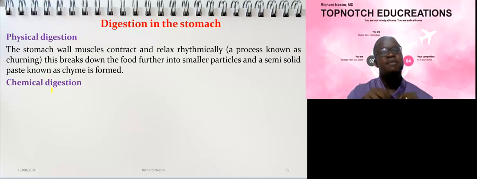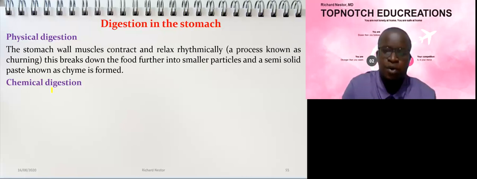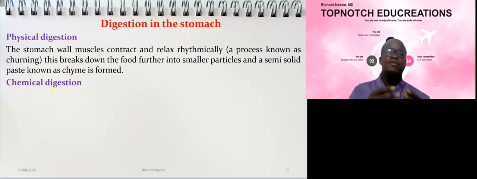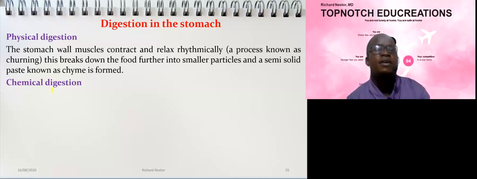So at this particular point in time, candidates, it is essential to note, if a question is asking you to describe digestion in the stomach, a question of describe requires a brief explanation. So as a candidate, don't just say, when food arrives in the stomach, churning takes place. The term churning is summative of the process. So it's important to highlight that the stomach wall muscles will contract and relax rhythmically. And this contributes to further breakdown of the food substances into smaller food particles.